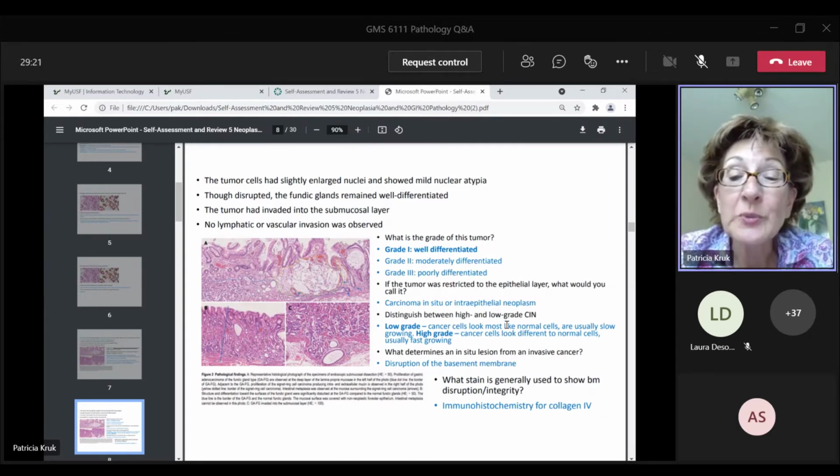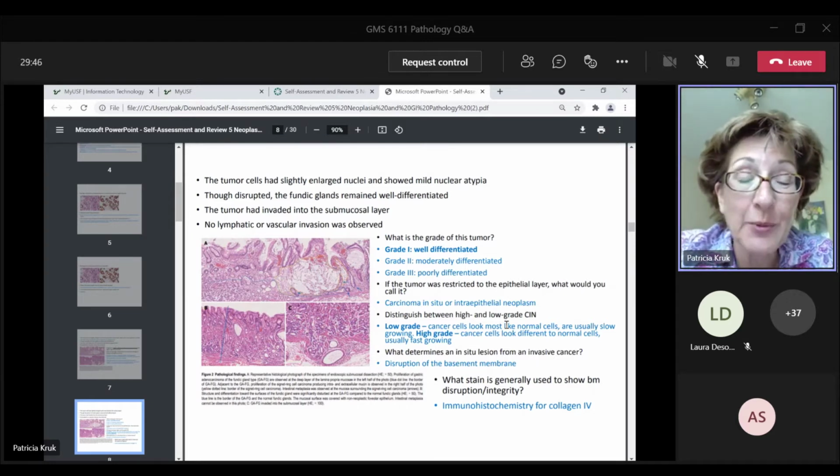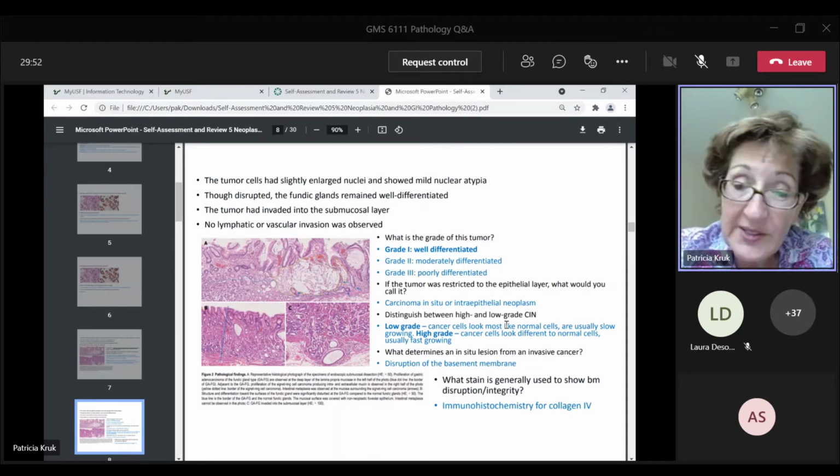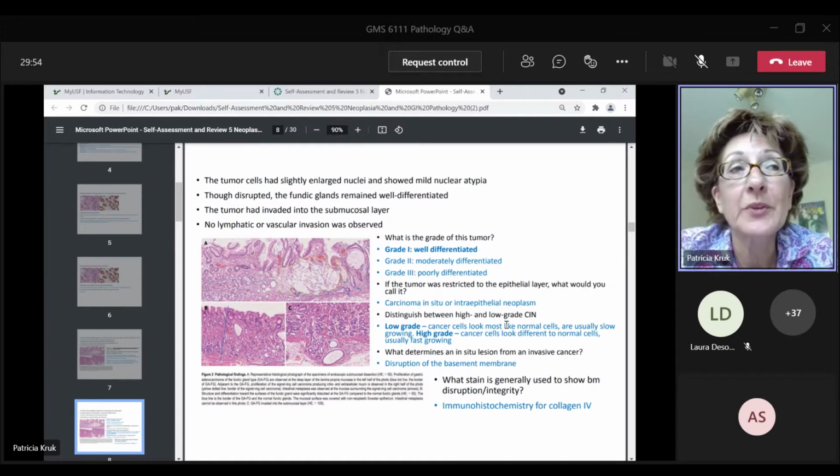So what determines whether an in situ lesion is officially invasive? That's where we see the disruption of the basement membrane. And typically, if you need to see this and you can't see it clearly on an H&E section, you will stain the tissue through immunohistochemistry for collagen type 4. And if you see disruption, you then know for sure that those cancer cells that were maintained within the epithelium have now invaded into the underlying tissue. And as soon as we see even one cell that has gotten its way through the basement membrane, now that patient is officially diagnosed with cancer.